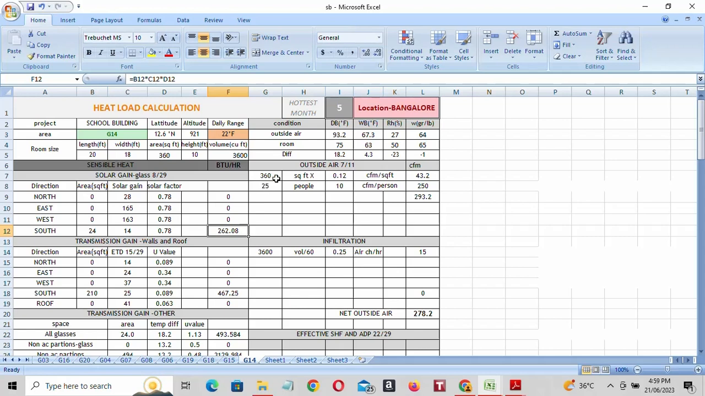You will get automatically here this 360 square feet, 20 into 18, 360 square feet. In our office, total people 25 people are there, so you have to put here 25, and for CFM per square feet and CFM per person, we have to take from the data book.